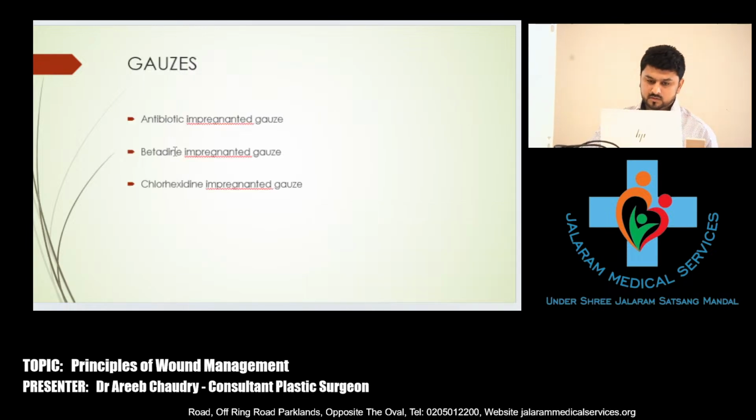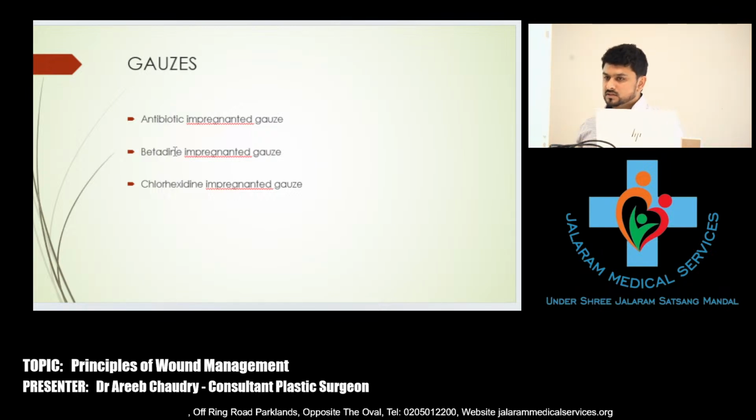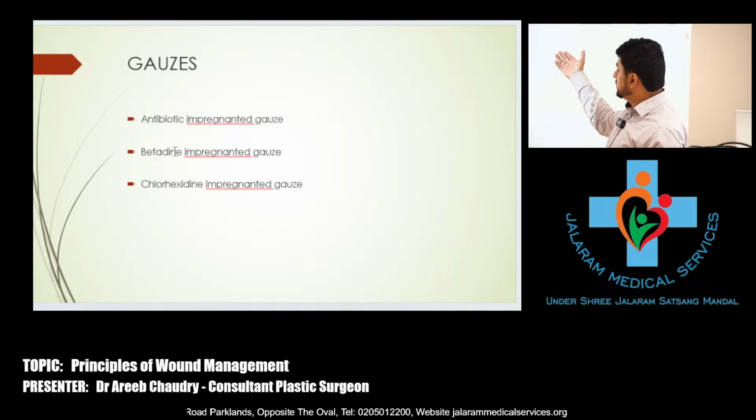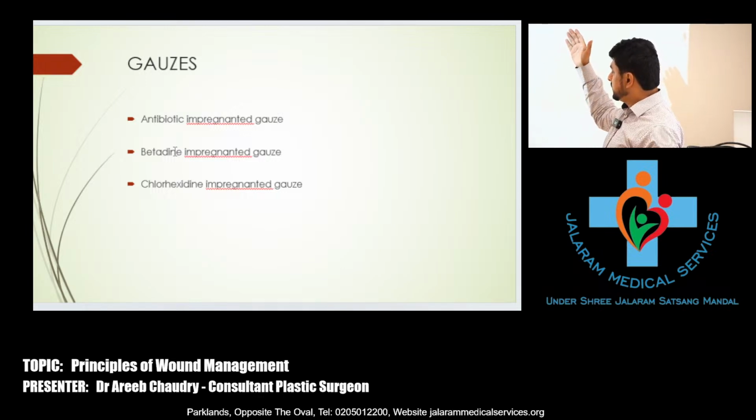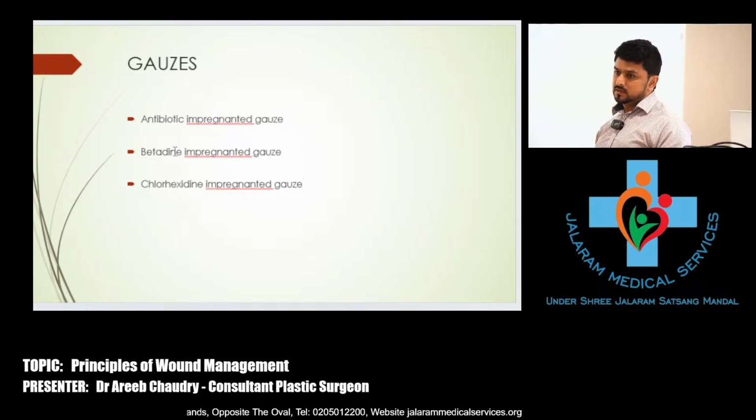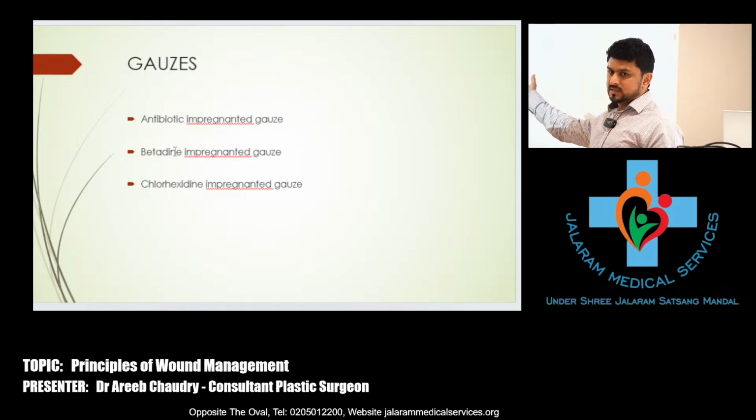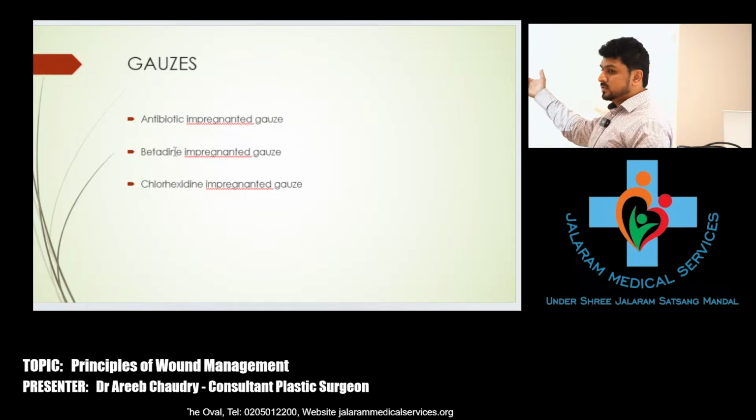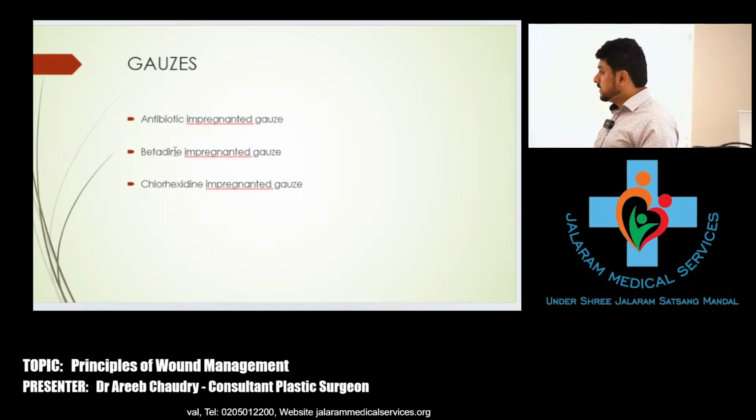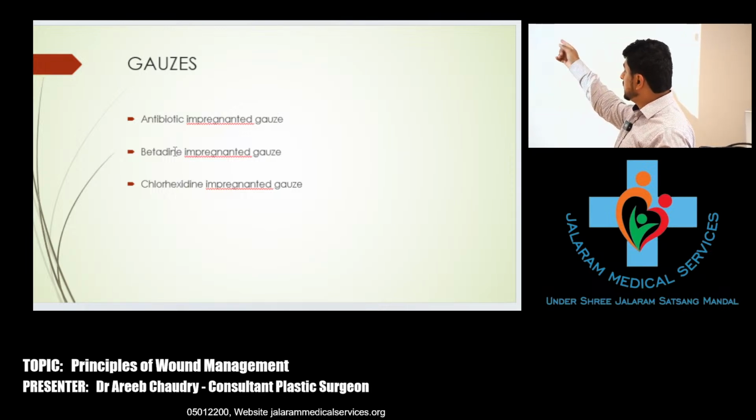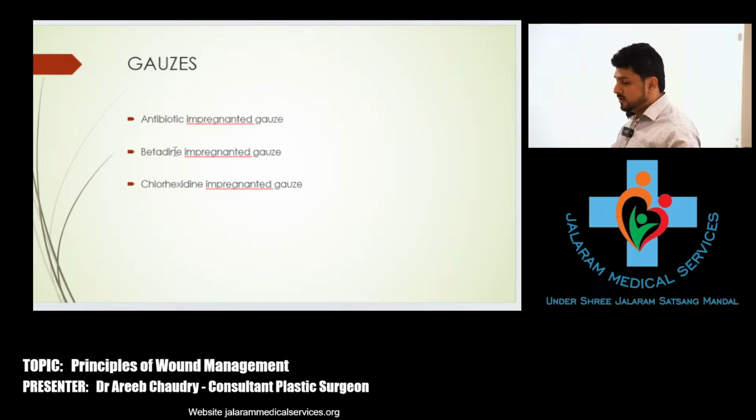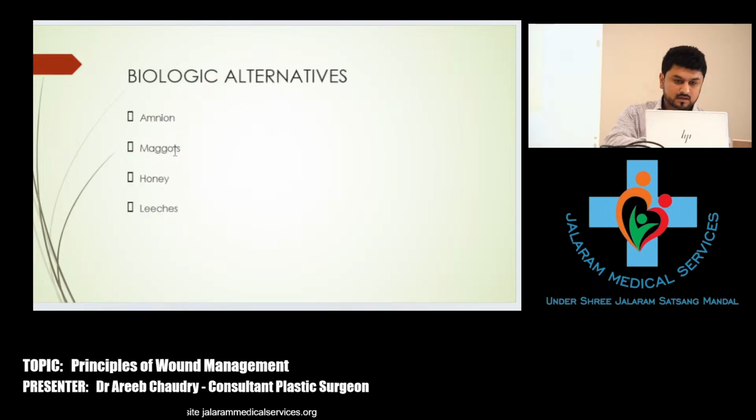Very good dressings as well. Then you have your gauzes. Your gauzes can be antibiotic impregnated, betadine impregnated, or chlorhexidine impregnated. So again, you need to decide what exactly you're doing. I like using the betadine impregnated gauzes. They're quite good, and the antibiotic impregnated gauzes as well. They have some antibiotics in them, really good. So they'll discuss and let us know.